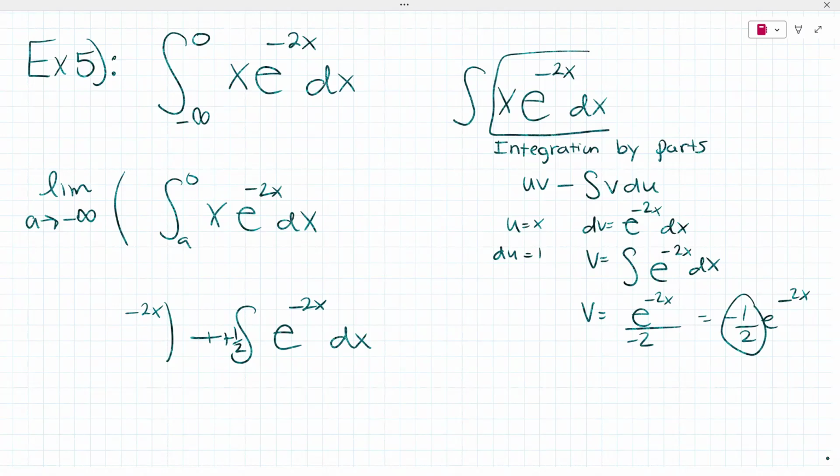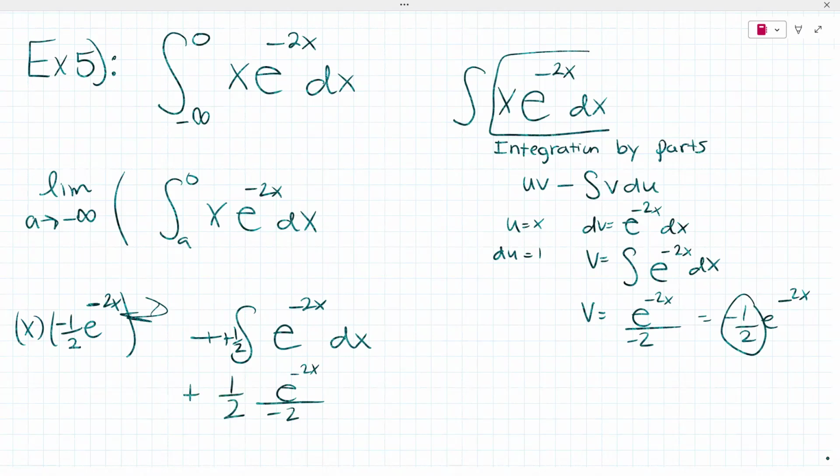So if v is negative 1/2 e to the negative 2x, so yeah, this is our v, and u is x. V is negative 1/2 e to the negative 2x, minus the integral v du, so it's minus a minus 1/2 e to the negative 2x. What's the integral of e to the negative 2x? That is itself divided by the derivative of negative 2x, which is negative 2. Keep in mind that you also have this positive 1/2.